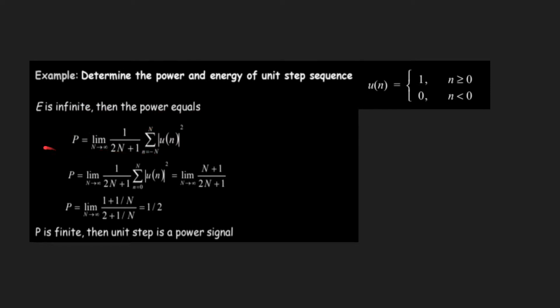Using the previously discussed equation, when we apply u of n in this power signal formula, you get the value 1 by 2. Therefore, because this is a finite value, this unit step signal is a power signal.